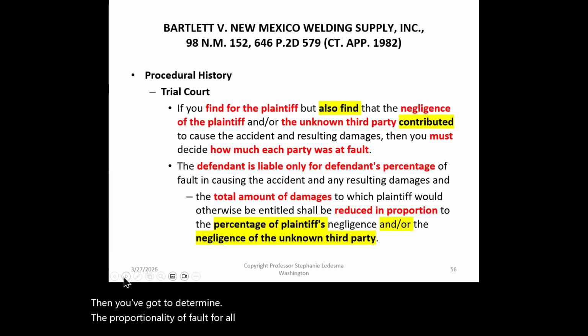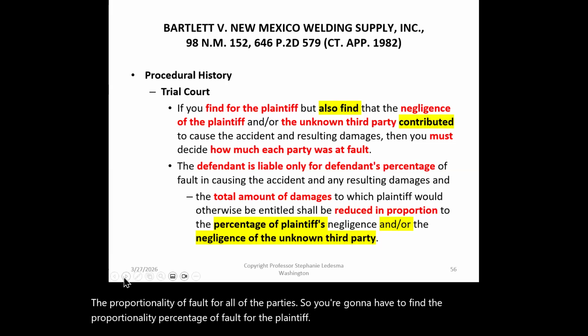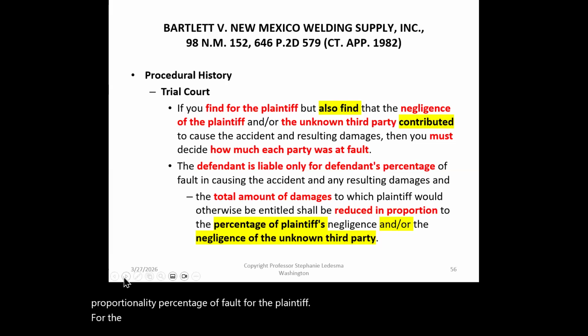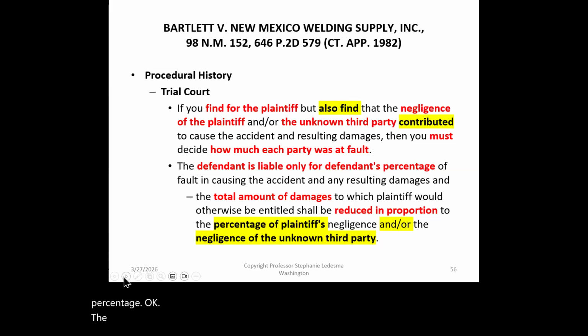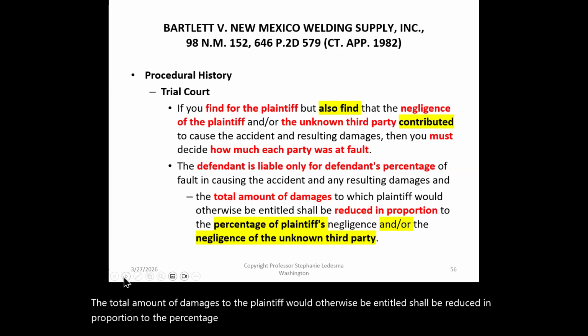So you're going to have to find the proportionality percentage of fault for the plaintiff, for the unknown driver, and the defendant. Okay. The second charge, the defendant is liable only for the defendant's percentage. Okay. The total amount of damages to which the plaintiff would otherwise be entitled shall be reduced in proportion to the percentage of the plaintiff. That's comparative negligence, right?